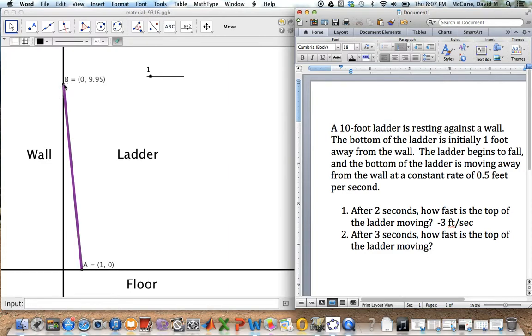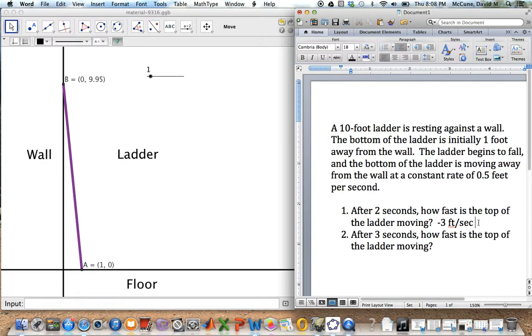All right, so here's the top of the ladder. Over time it will fall, and that negative sign is just keeping track of that negative direction. And this is something that I discuss with the students. Okay, so we've done question 1 without using GeoGebra. And now when I write down question 2, if a student doesn't make this point, then I will.